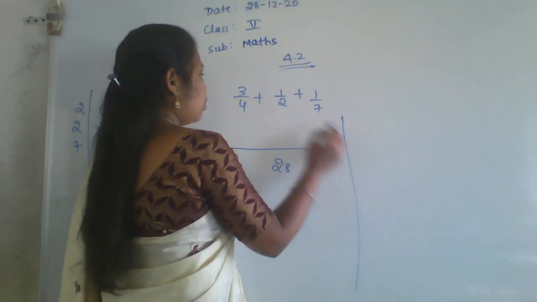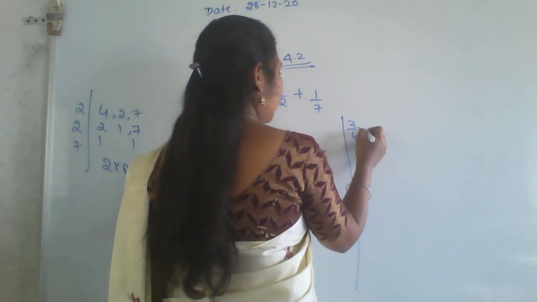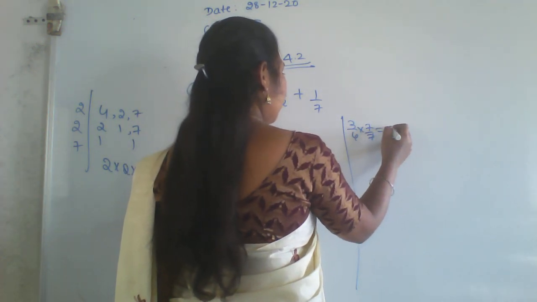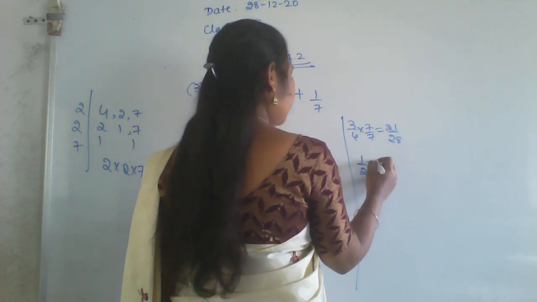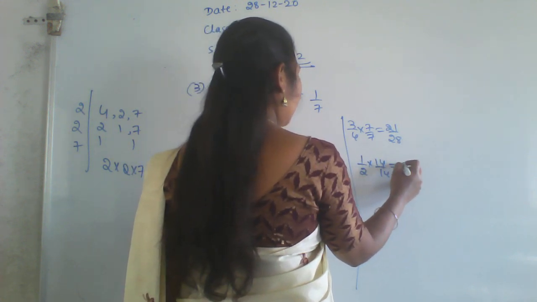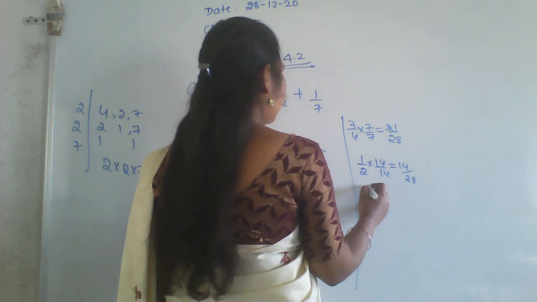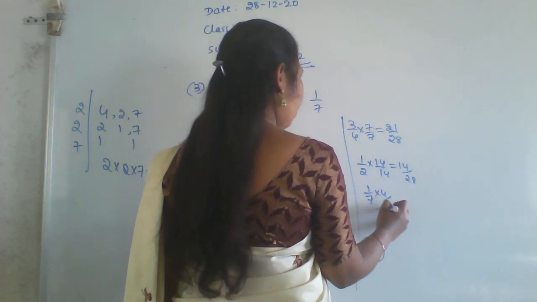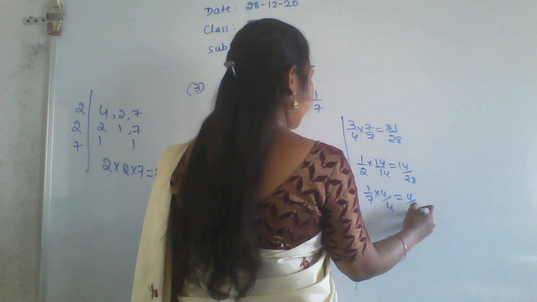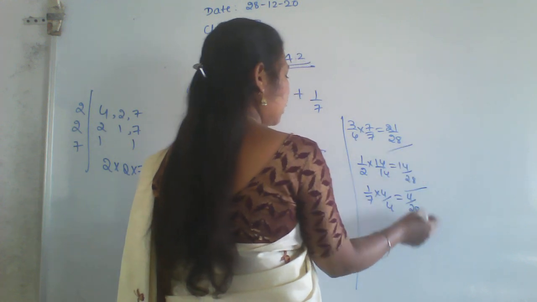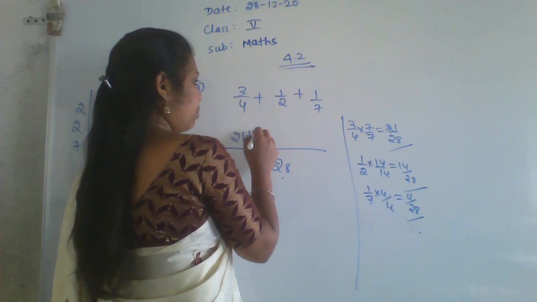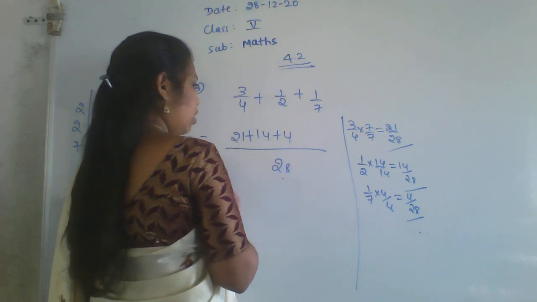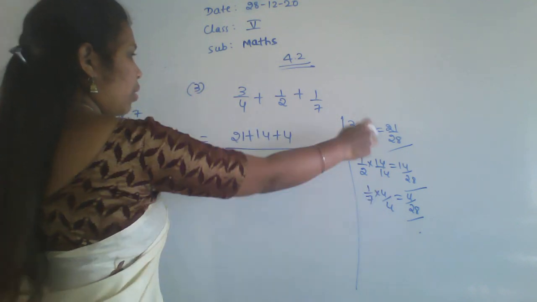Okay. So here first 3 by 4 is multiplied by 7 by 7. It is 21 by 28 it will come. 1 by 2 is multiplied by 14 by 14, that is 14 by 28. Next 1 by 7 is multiplied by 4 by 4, that is 4 by 28. See here, all the denominators same. Okay, I write here and add now. 21 plus 14 plus 4. Okay, all the numerators you have to add here.